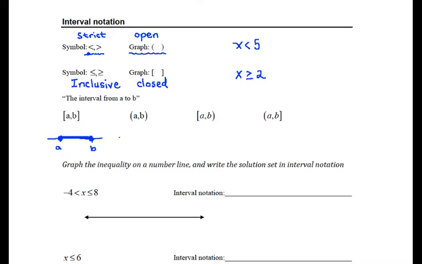If we have the interval from a to b with these open brackets or parentheses, then what this implies is that we have everything between a and b, but we are not including the endpoints, which we could designate by these open circles. And of course we can have a combination of the two. We can have an interval that is closed on one endpoint and open at the other endpoint in either direction.